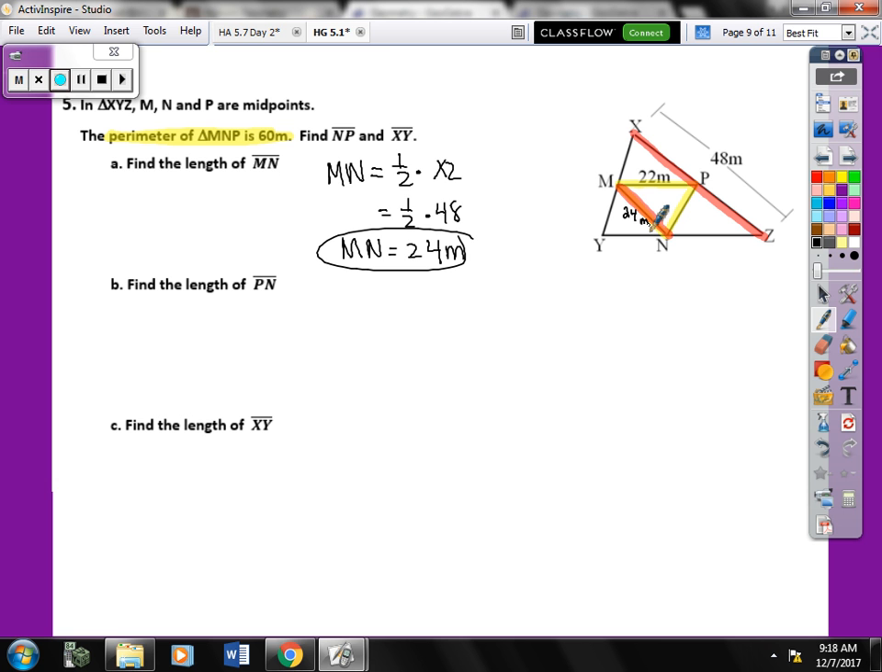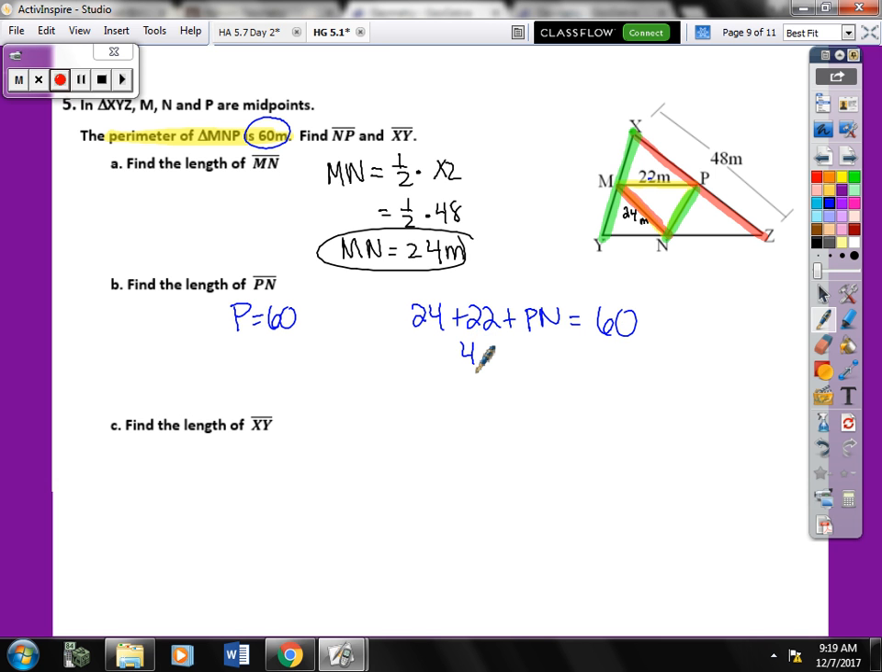So Part B asks me to find the length of PN. So I'm going to pick a different color. PN would be related to XY. The problem is I don't know what XY is. So I can't use the doubling or halving formulas. What could I use to find this answer? Right? If the perimeter is 60. Good. If the perimeter is 60, then I know that all 3 of these sides have to add up to 60. So 24 plus 22 plus whatever PN is, that has to equal 60. You're just subtracting.